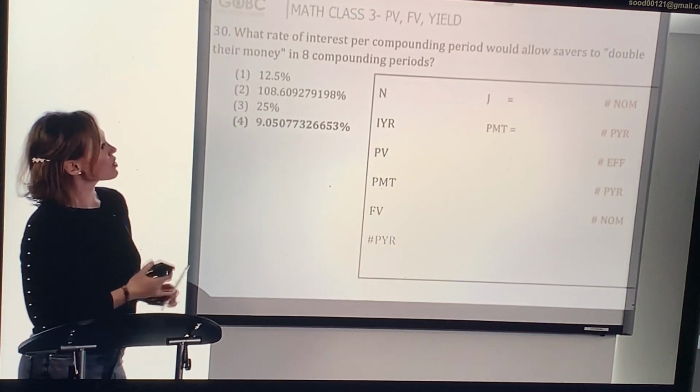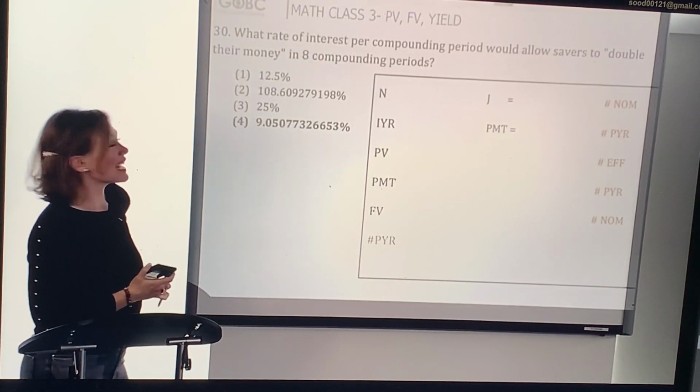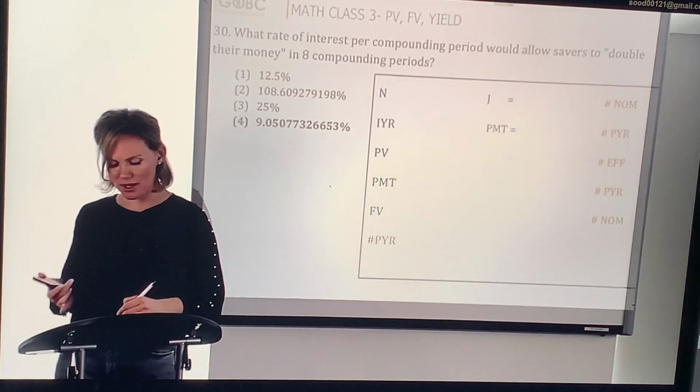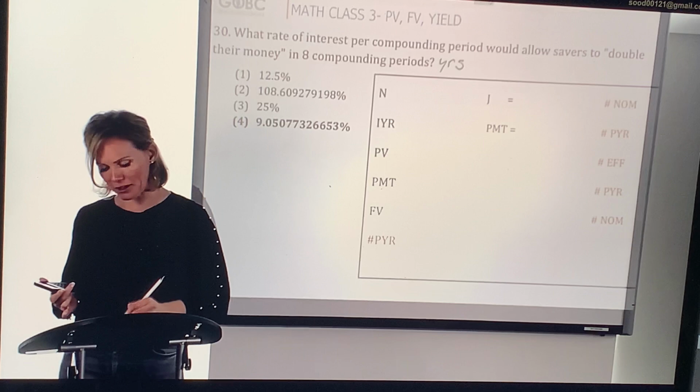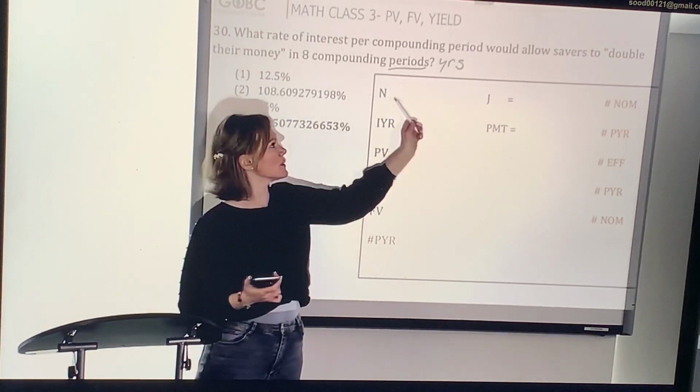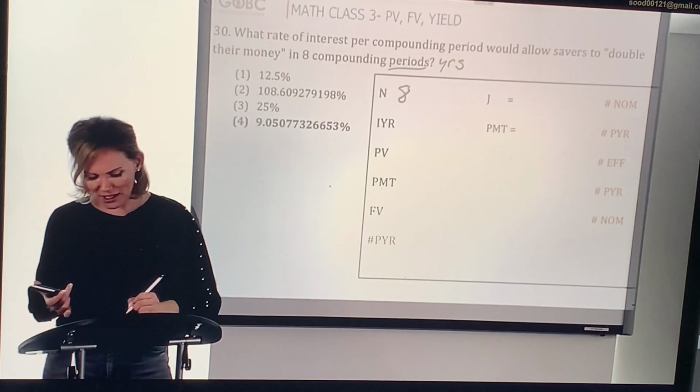So what rate of interest per compounding period would allow the savers to double their money in 8 compounding periods? If you still remember what I told you about the periods for the exam, it is years. So when they refer to the periods, that's in 8 years. So it's not the J, compounding cannot be 8, but the years goes to the N. So I'll put the 8 compounding periods in here.